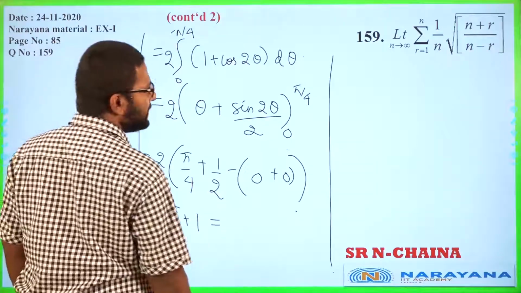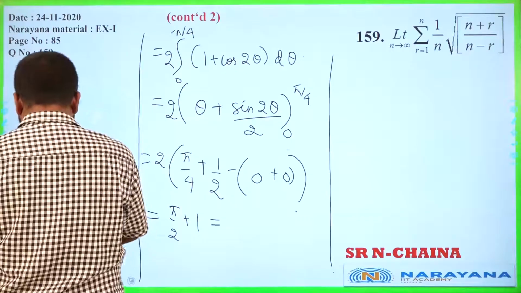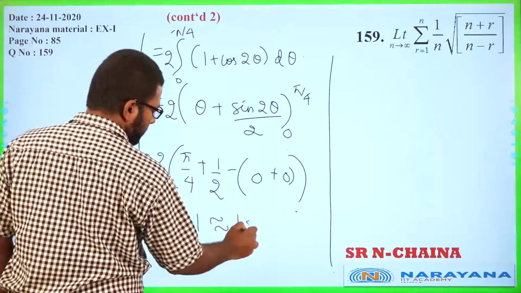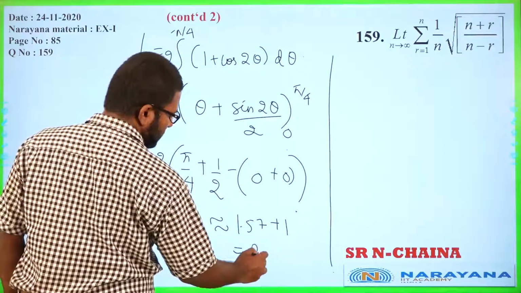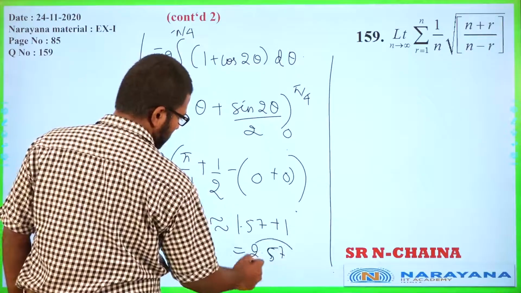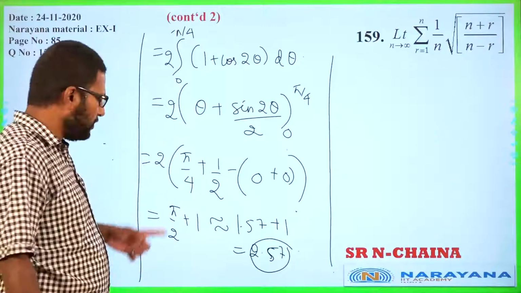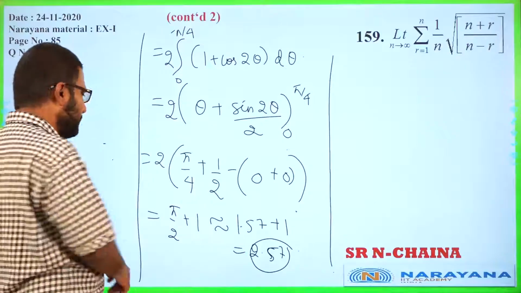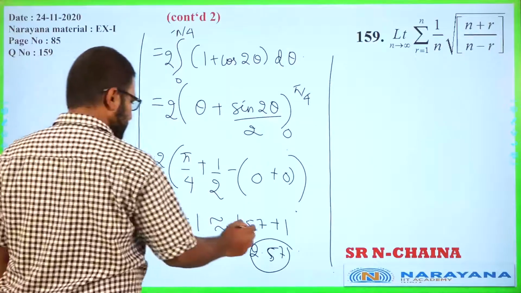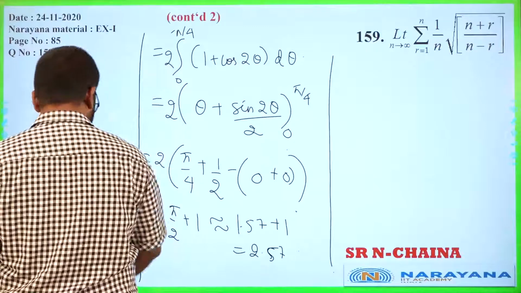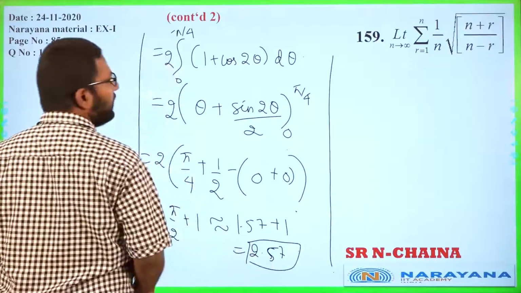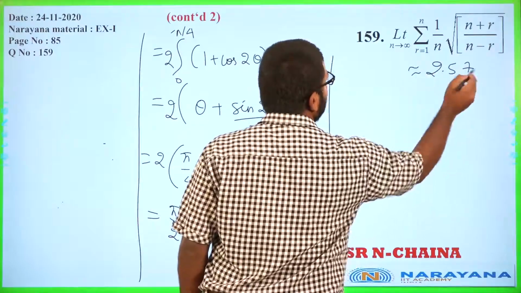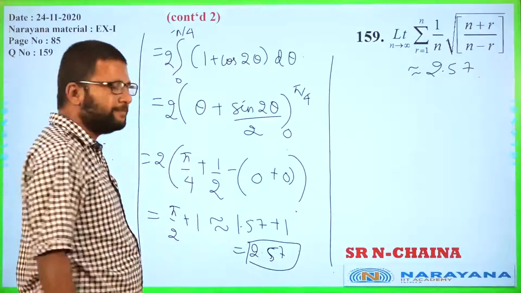Now, there are no options, so they are expecting a numerical answer. You know pi by 2 is approximately 1.57, plus 1, which is 2.57. That is obviously an approximate value because pi is an irrational number, you can't write it in 2 decimals, but yes, approximately 2.57. All right, 2.57. Okay, let us proceed then.